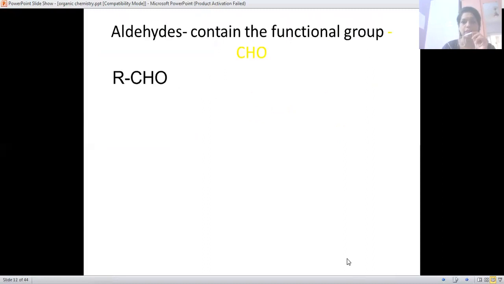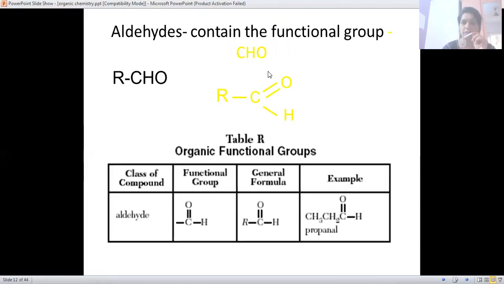Done. So for example, the aldehyde. The aldehyde has the molecular formula CHO. So this is the structure of it. If the propanol structure is having the aldehyde, you have to attach a CHO.